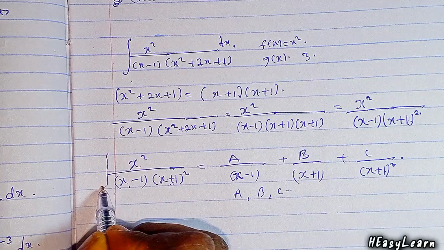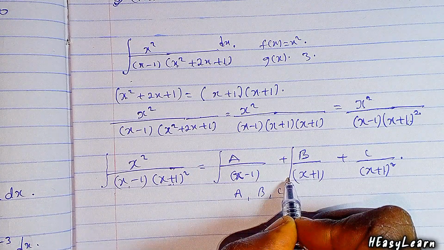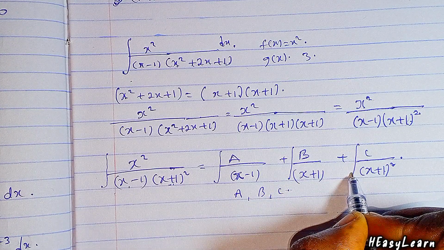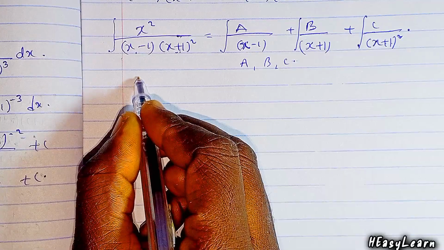So instead of integrating this, it's the same thing as the integral of a over x minus 1 dx, the integral of b over x plus 1 dx, and the integral of c over x plus 1 all squared dx.